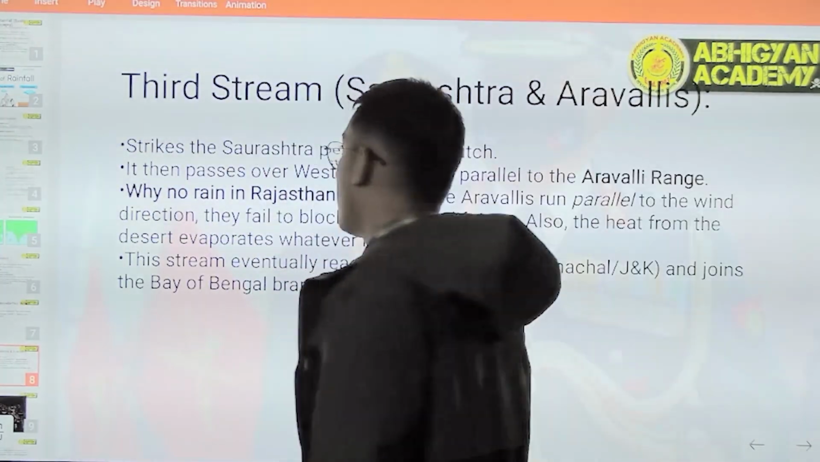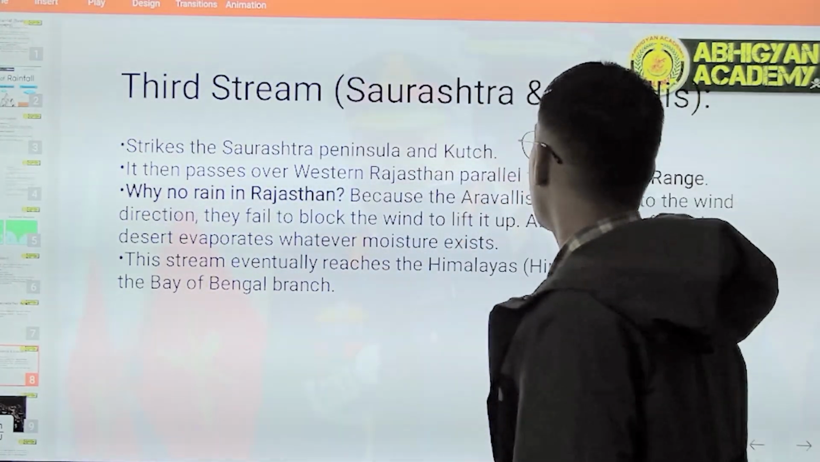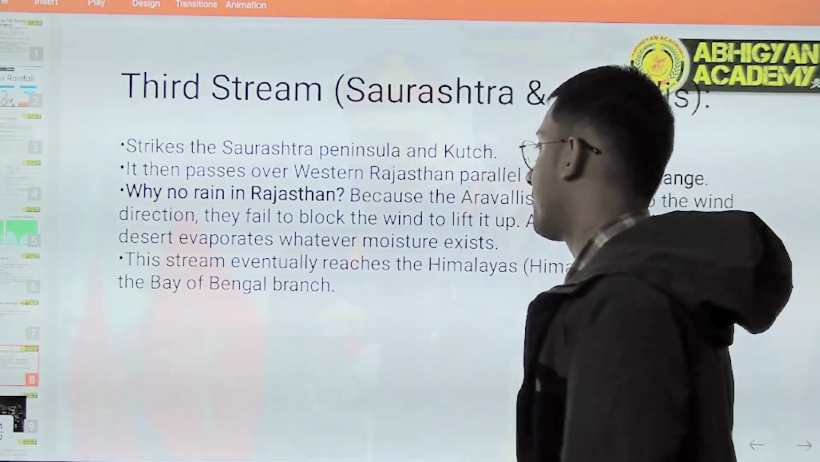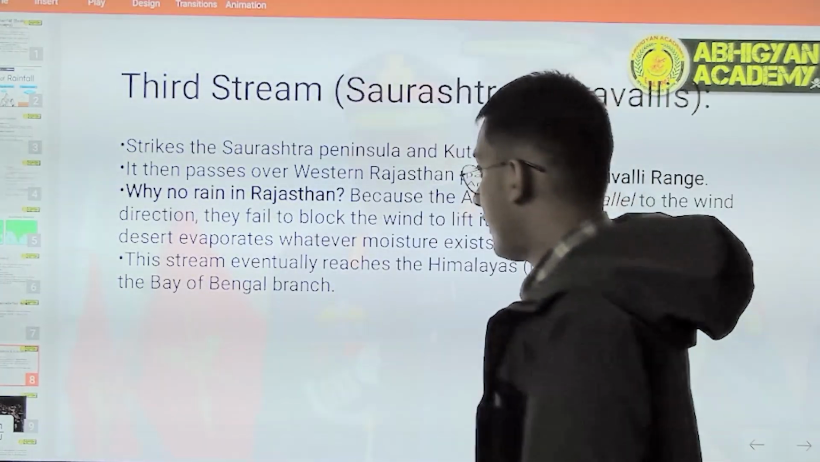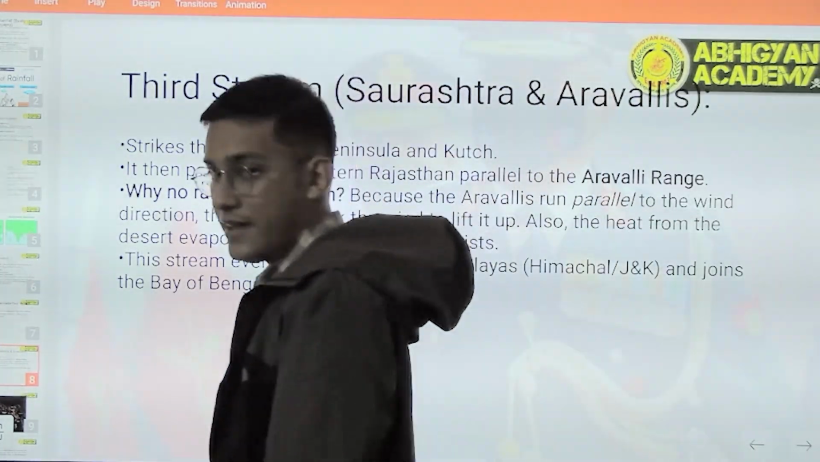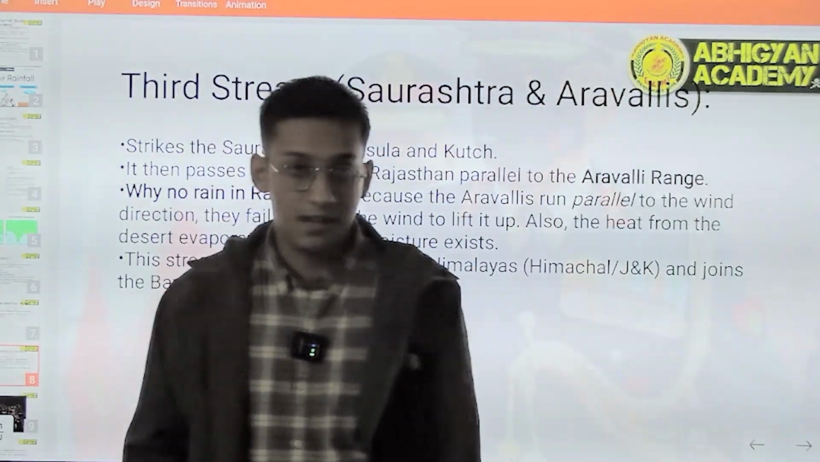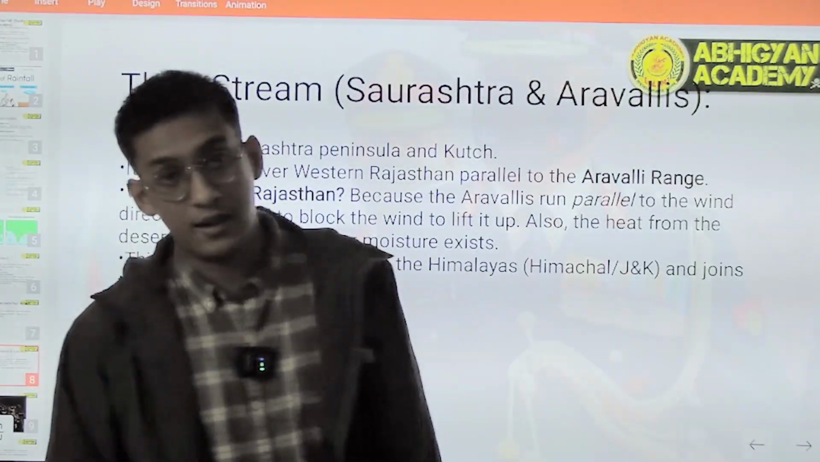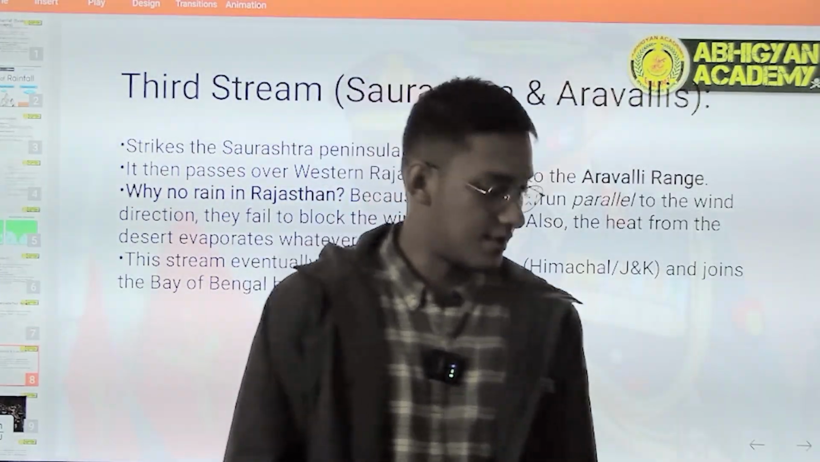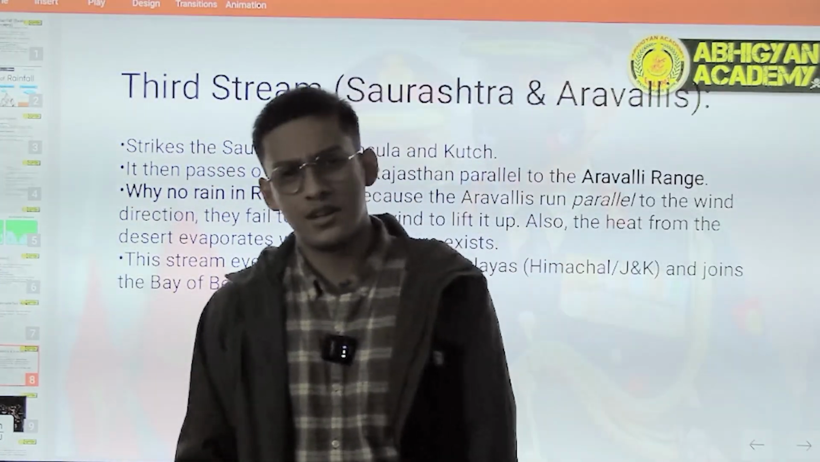Then we come on to the third stream. So the third stream hits Saurashtra and Aravallis. Now there is a question which gets asked: why is there no rainfall in Rajasthan, even though the third stream hits Aravalli and Aravalli starts in Rajasthan?